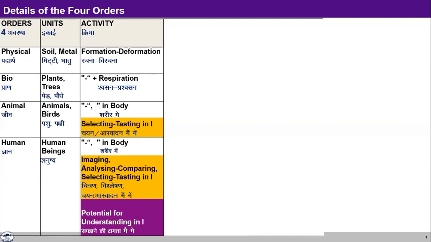Now, when you look at the activities in the self, something that we have been talking about in detail, there is not only activity of selecting and testing, but there is also activity of analyzing and comparing. There is also activity of imaging.